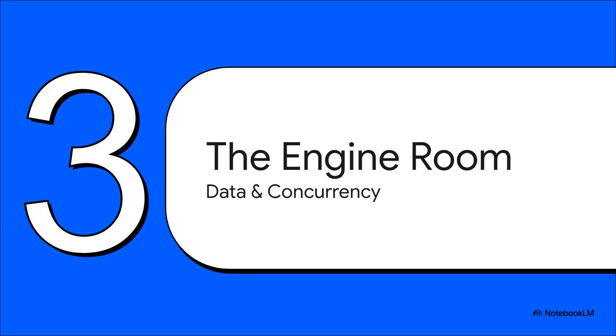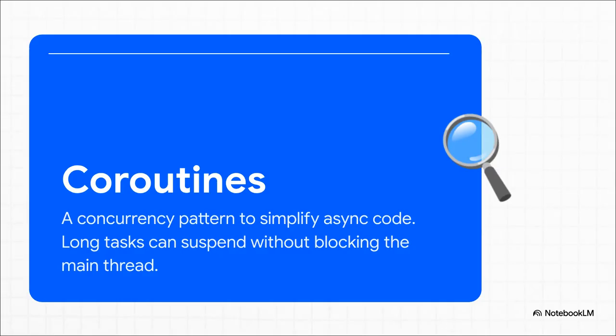All right, on to pillar number 3, the engine room. This is all about handling data and concurrency. So here's the problem. How do you do something that takes a long time, like, say, fetching a bunch of data from the internet, without your whole app just freezing up and becoming unresponsive? The answer is concurrency. And luckily for us, Kotlin gives us this incredible tool called coroutines.